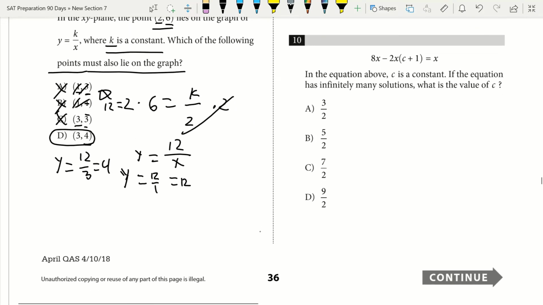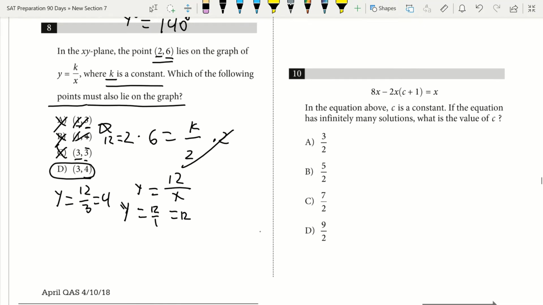Number 10, in the equation above, c is a constant. If the equation has infinitely many solutions, what's the value of c? All right, well, if we have infinitely many solutions, that means whatever is on this side has to equal whatever is on this side. So I need x to equal x then. Well, I have 8x, so if I want to get to x, I have to subtract 7x. I have a 2x here, so I want to know 2x times what is going to give me 7.